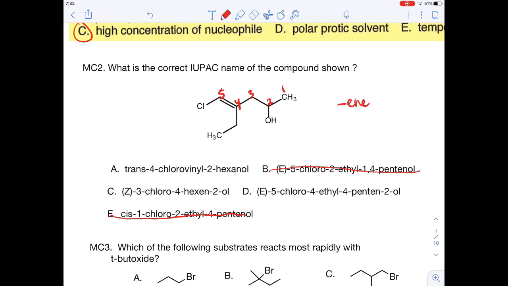Since you have an alkene in your group, it's going to have an ENE ending, not an ANE. So ENE is for double bonds. So now we should look at our choices and see if any of them forgot to use the ENE ending. And you could see that A, they did actually forget to use ENE, they used ANE. So we could cross that out. Now we're comparing C and D, and it's already relatively obvious without giving the double bond E or Z designation which one's the right answer, because C numbers chlorine as number 3 and D numbers chlorine as number 5. The correct numbering would be D.